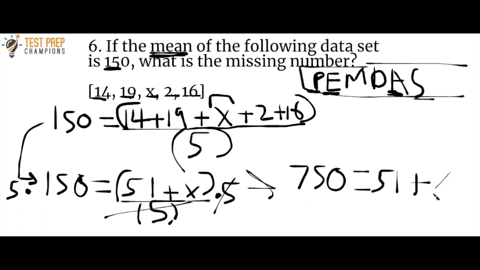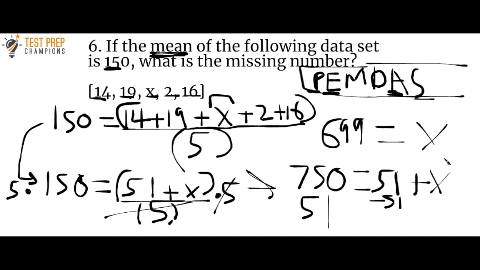And so now, since we want to get x by itself, we see 51 plus x, so we want to subtract 51 from both sides of our equation, all right? And so 750 minus 51 is going to give us 699. Sorry for that dramatic pause, my calculator was lagging, and that's the reason. But 699 is x, so the value of x, the missing number, was 699 all along.